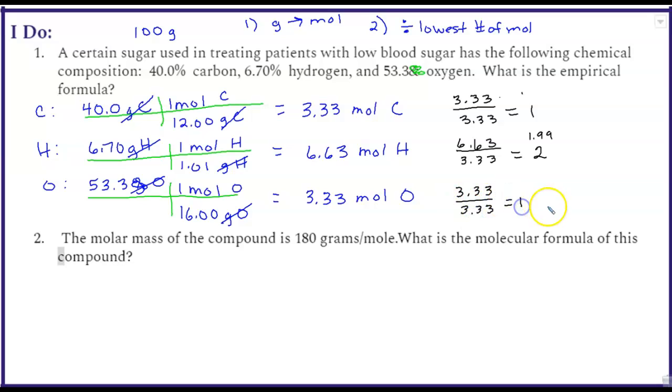Which is 1 again. So what these values are telling you is those are your subscripts on here. So it is saying I have the ratio of 1 carbon to 2 hydrogens to 1 oxygen. So that would be my empirical formula. Okay, that is your empirical.